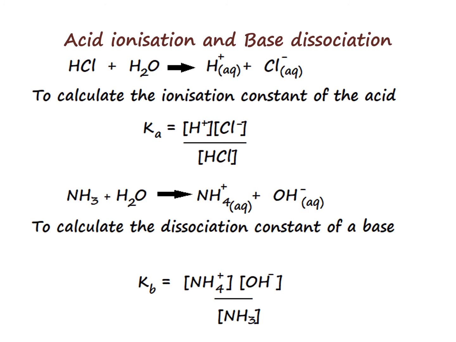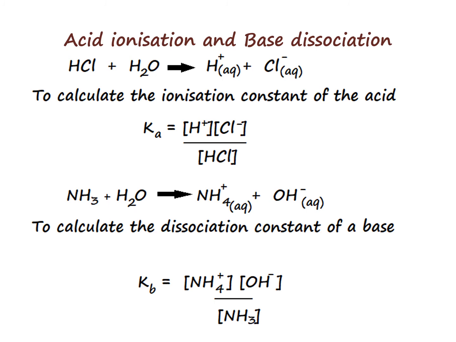In this equation, you can recognize H+ and Cl- as your products and HCl and H2O as your reactants. So the equilibrium constant for the acid, Ka, is equal to the concentration of the products over the concentration of the reactants. Please note that you do not show the concentration of water, H2O, because water is neutral.